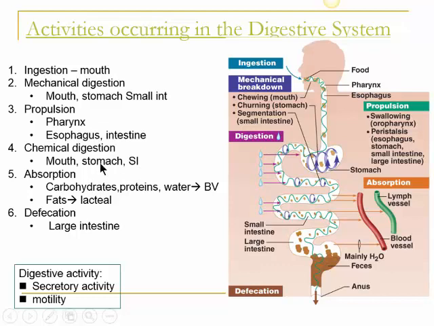Then once the food has been broken down into its smallest absorbable particles, absorption needs to occur, because you have to take those nutrients in. The absorption occurs in the small intestine. Carbohydrates, proteins, and water get absorbed into blood vessels, and in some we'll see the absorption is active, and in some it's passive. Active meaning requires energy or ATP, and some it does not. Fats get absorbed into the lymphatic system.